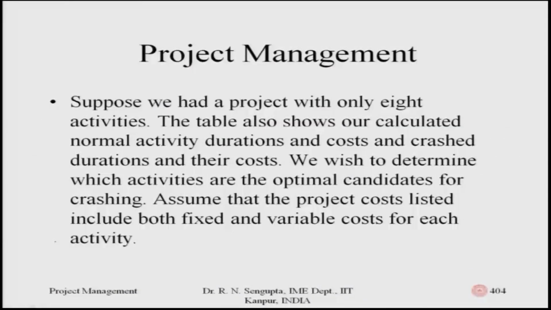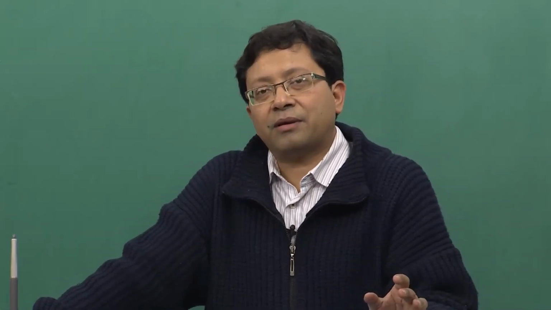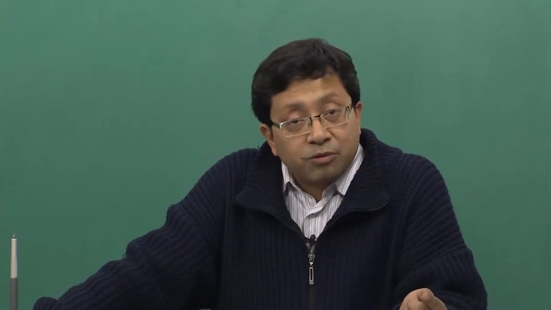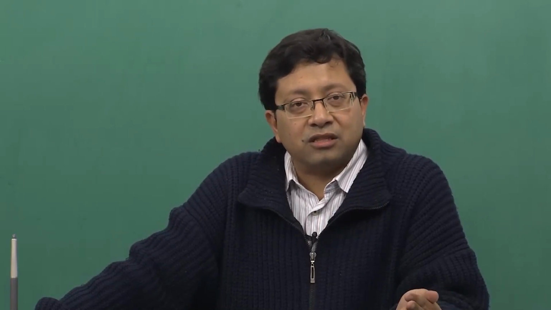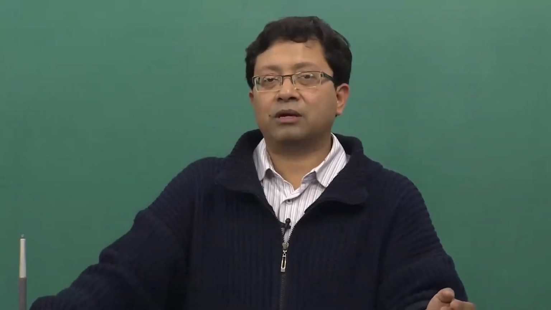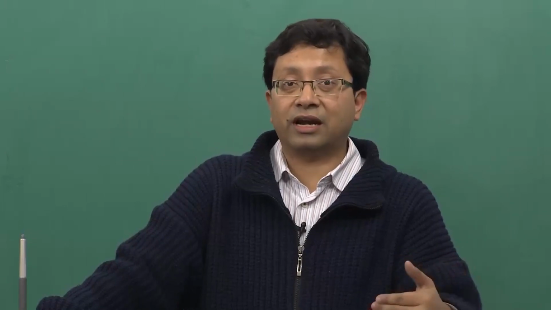We wish to determine which activities are the optimal candidates for crashing. Assume that the project costs listed include both fixed and variable costs for each of the activities. Now, here you notice, for the first time I am trying to bring the concept of variable cost and fixed cost. For the last problem, which we started during the discussion in the 30th, 31st and this 32nd initial part, the problem had only linear costs. So, I did not differentiate between whether they were fixed or variable. If the variable part comes, obviously it will be non-linear, as I did mention.